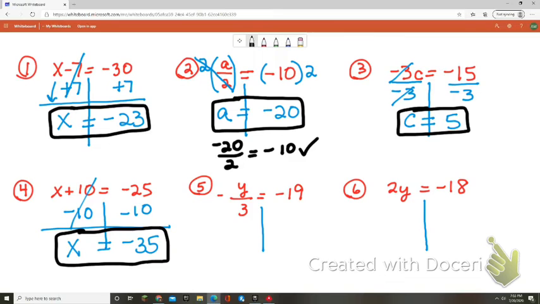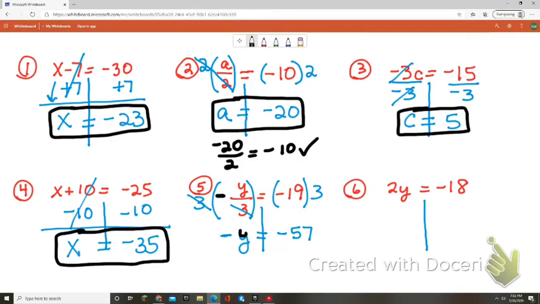Number 5 is a little tricky because this minus sign is outside the fraction. So if you look at it, it appears that you're dividing by 3. Well, if you're dividing by 3, to undo division, you multiply by 3. The reason why you multiply by 3 is so this 3 cancels with the 3 on the bottom, because 3 divided by 3 is 1. We don't usually write the number 1. But now we're left with a negative y, not just y. So that negative is still there. And we do negative 19 times 3, which is negative 57.